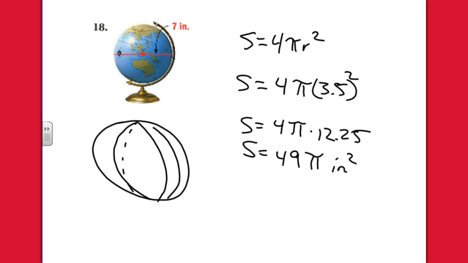We found 49 pi inches squared. I'm leaving this in terms of pi. If the instructions say you need to round it to the tenths, then of course you're going to use pi. If the instructions say you can leave it in terms of pi, this is how you leave it in terms of pi. Just leave it sitting right there. Okay? There you go.